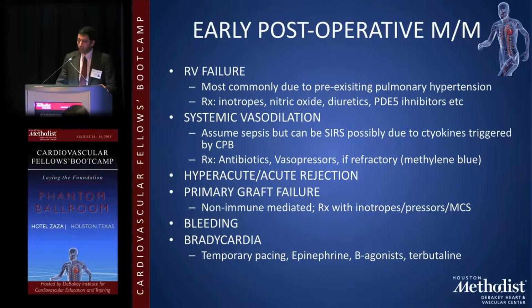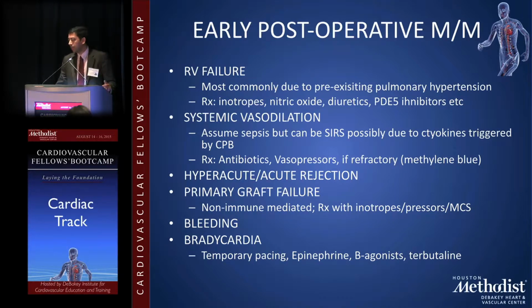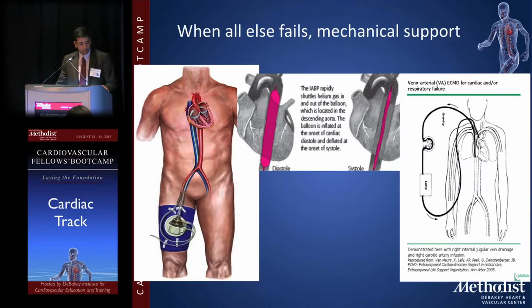Again, early post-operative problems that you can get called for in these patients include RV failure and systemic vasodilation syndromes. Hyperacute rejection is very, very rare these days with our latest HLA techniques. Primary graft failure is really defined as a graft failure with no real known cause, which means patients didn't have rejection, they didn't have any vascular disease, but the graft failed. And then bleeding and bradycardia, which we went over.